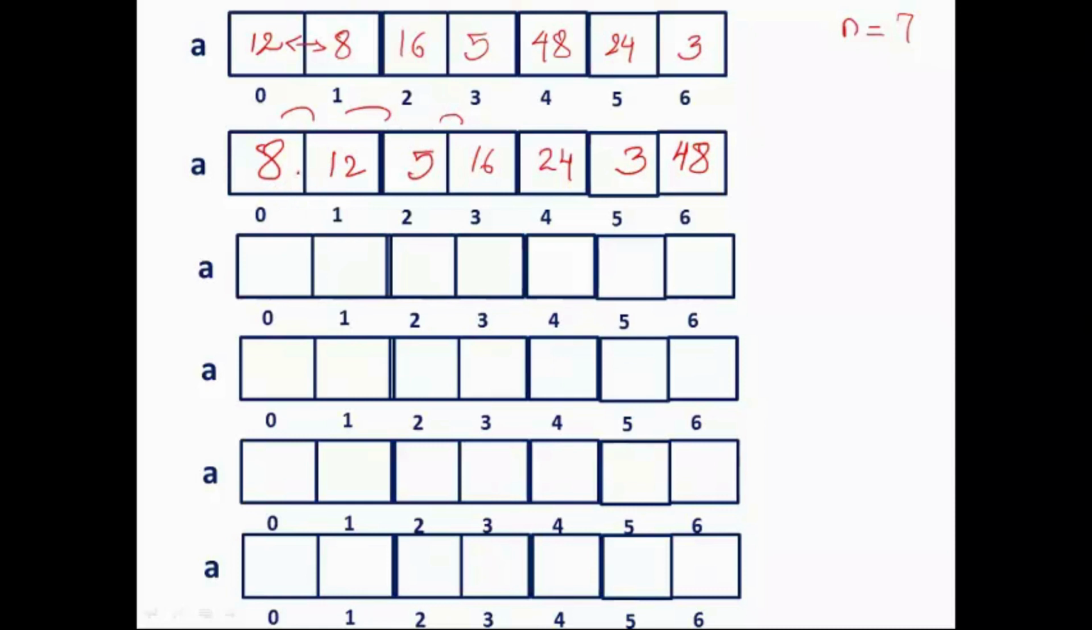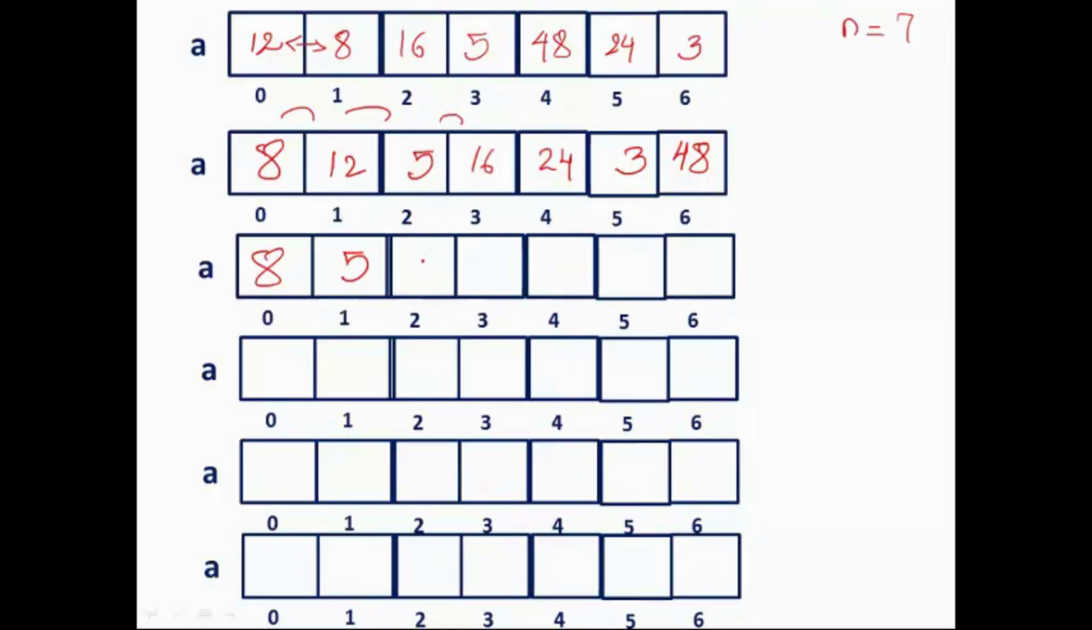Now I will again start: 8 and 12. When I compare 8 and 12, for the sequence to be in ascending order, 8 has to come before 12, so sequence is proper, so no change. 8 stays here. 12 and 5. For the sequence to be in ascending order, 5 has to come before 12, right? So this sequence is improper. So 5 idhar aayega. 12 is now trying for this particular place.